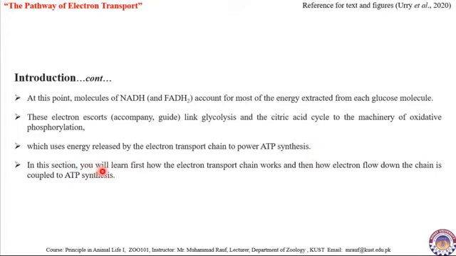In this section, you will learn first how the electron transport chain works, and then how the flow of electrons down the chain is coupled to ATP synthesis. So the electron transport chain is basically composed of 4 complexes where different carriers of electrons are present, and these electrons are passed on from one carrier to another carrier. There are a series of reduction and oxidation reactions, and how this process leads to the synthesis of ATPs, we will discover soon.